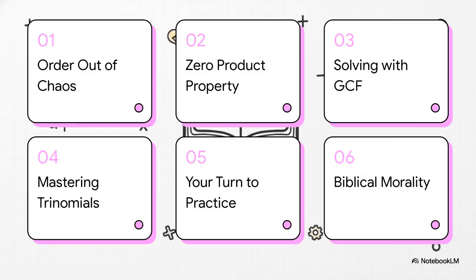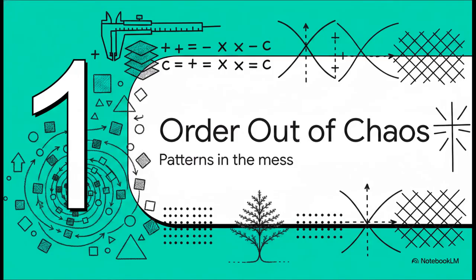Here is a quick look at our roadmap. We'll start with finding order out of chaos, then cover the zero product property, solving with the greatest common factor, and mastering trinomial factoring. Then it's your turn to practice, and we'll wrap up by looking at education with biblical morality. Starting right off with Section 1, Order out of chaos, finding patterns in the mess.